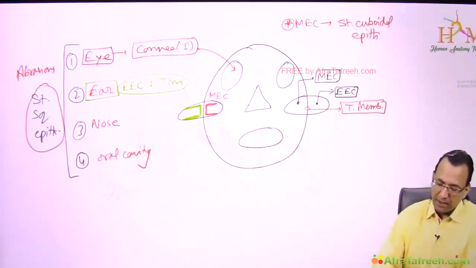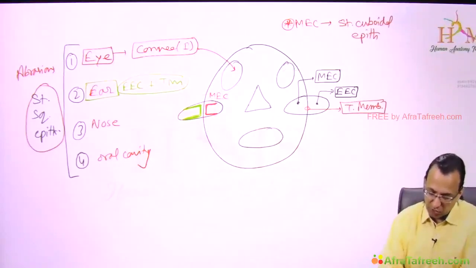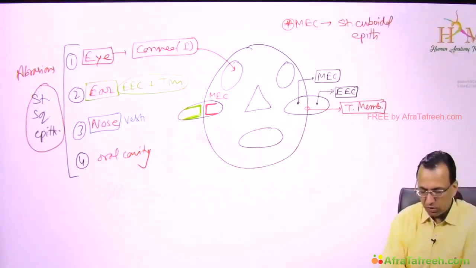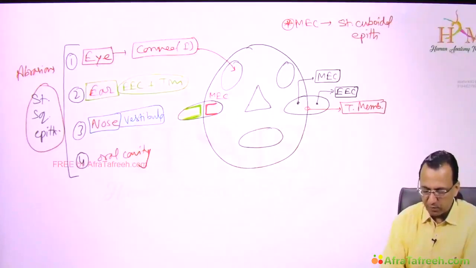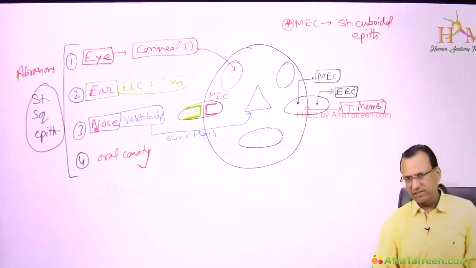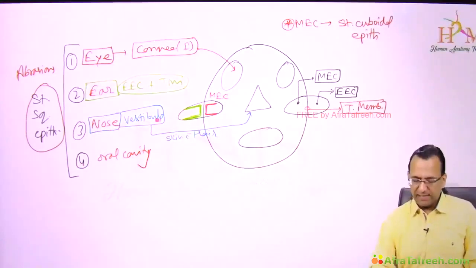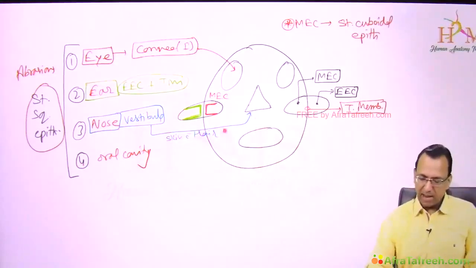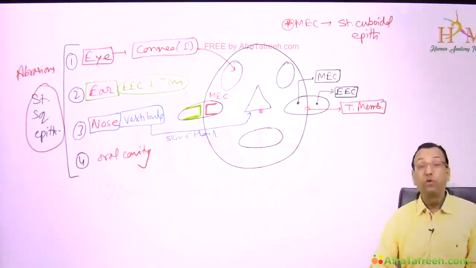What about the opening of the nose, which is called the nasal vestibule? If you are talking about the nose or the opening nasal vestibule, it is lined by skin with hair. If you say it is skin with hair, then I know what the epithelium will be. The opening of the nose, nasal vestibule, is lined by skin with hair, and that will be, of course, stratified squamous epithelium. What about the oral cavity?